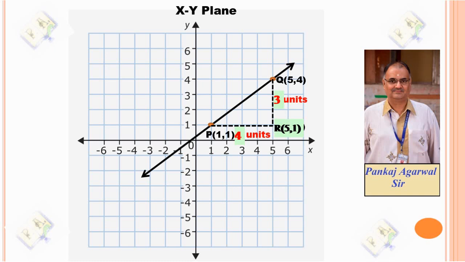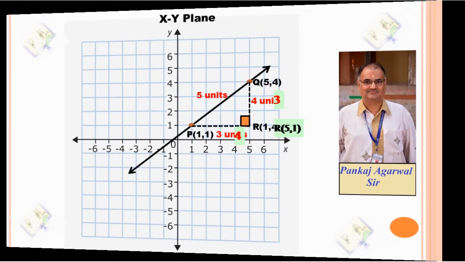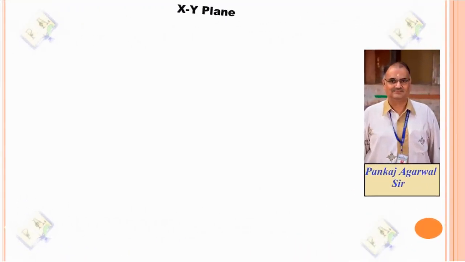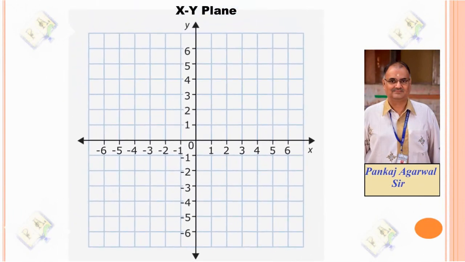As line PR and line QR intersect at 90 degrees, it forms a right angle triangle PRQ. We can use Pythagoras theorem, that is PQ square is equal to PR square plus QR square, and we get the answer PQ is equal to 5 units. Let's consider the same XY plane but with P coordinate (x1, y1) and Q coordinate (x2, y2).